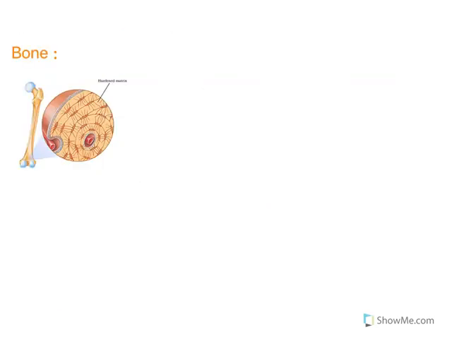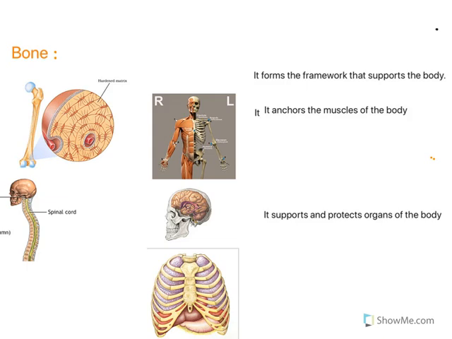Now we get on to bone, which is also a connective tissue. Bone is another example of connective tissue. It forms a framework that supports the body. Our main skeleton is made up of bone, and the function of the skeleton is to support the body. It also anchors the muscles and supports the main organs of the body. All the muscles are attached to the bone. Now we'll go and learn the functions of the bone.